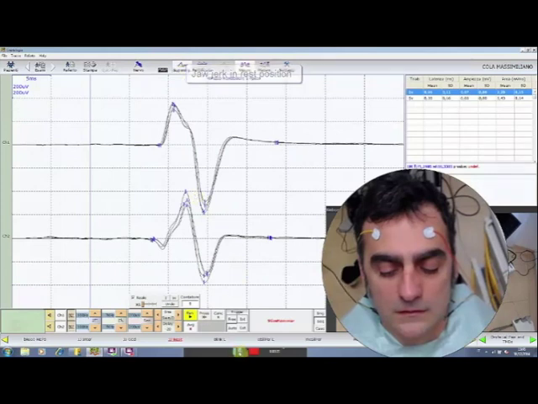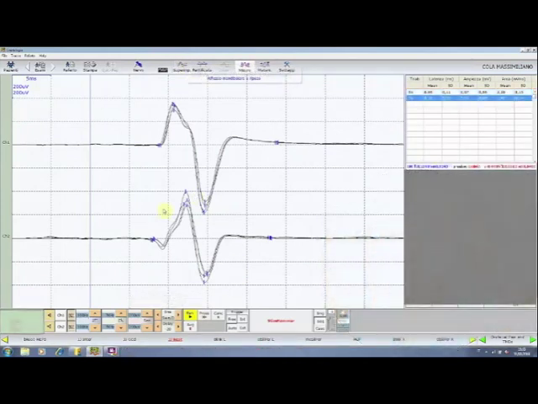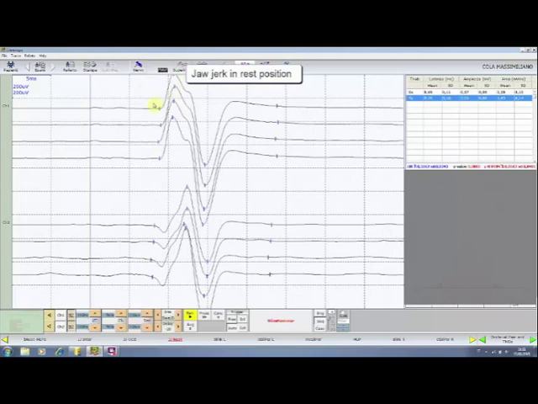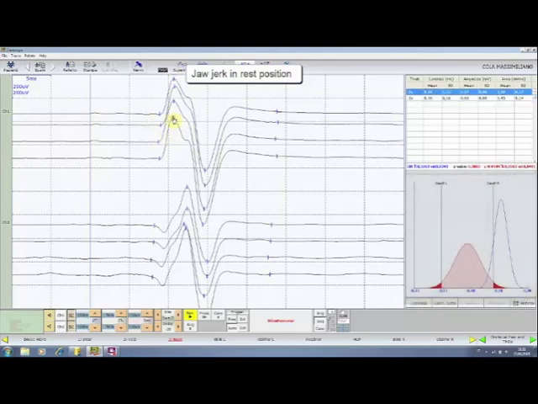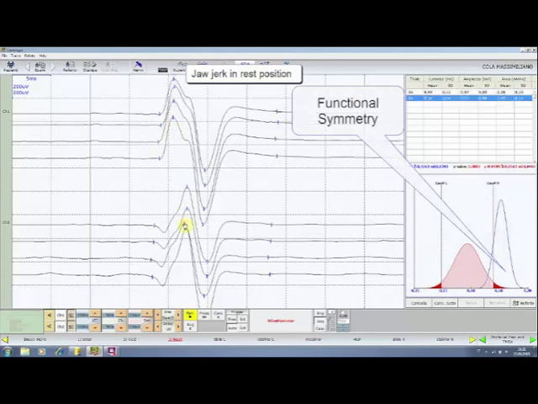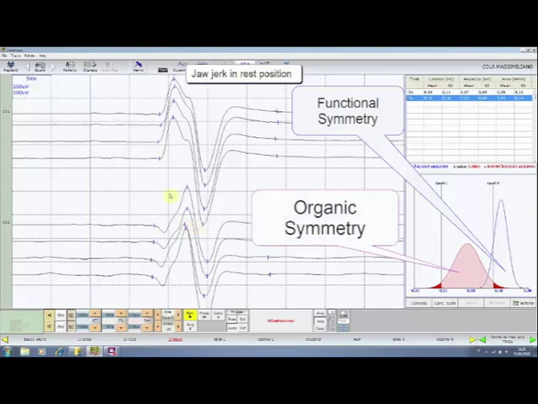For this test too, the markers are positioned in order to determine the onset latency and the amplitude. At the same time, the software generates the Gaussian curve of symmetry. As you can see, the Gaussian curve of symmetry falls out of the organic symmetry. This means that also in the rest position, the jaw jerk remains asymmetric.